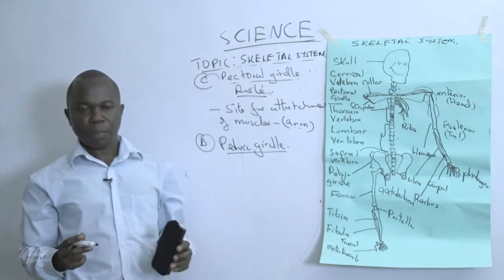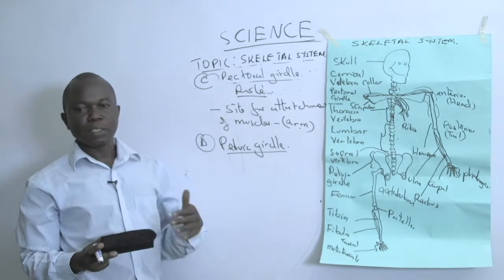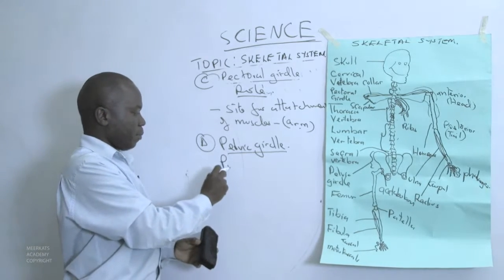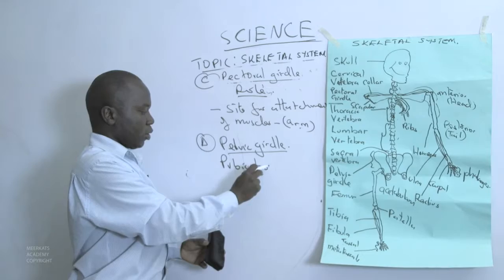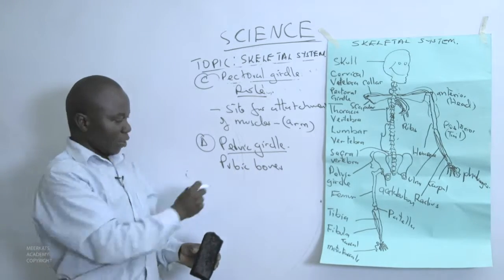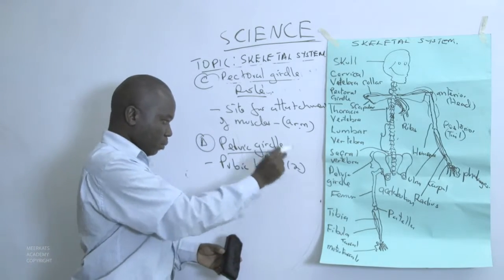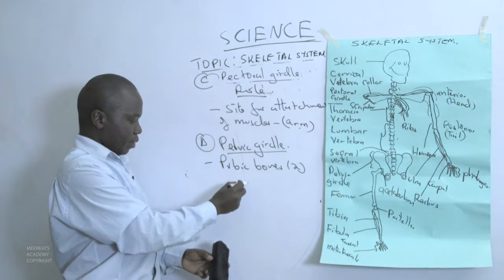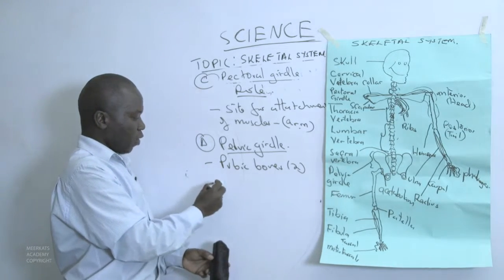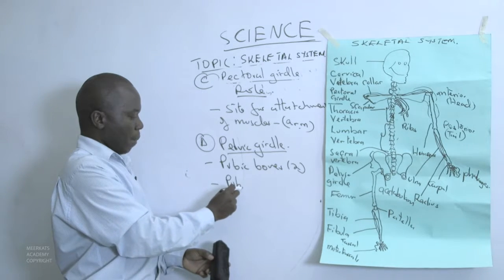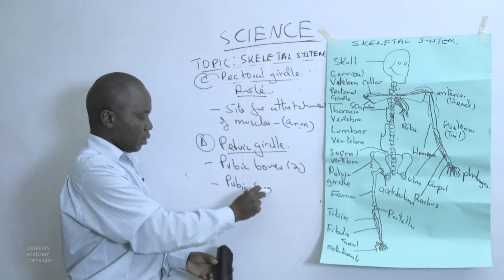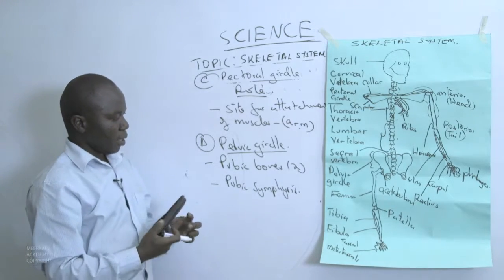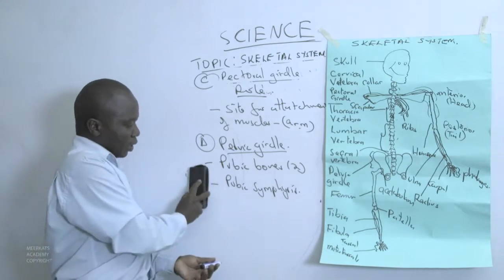Pelvic girdle. The pelvic girdle is made up of two pubic bones, but these bones are fused together. There are two, but they are fused ventrally to form a joint called the pubic symphysis.